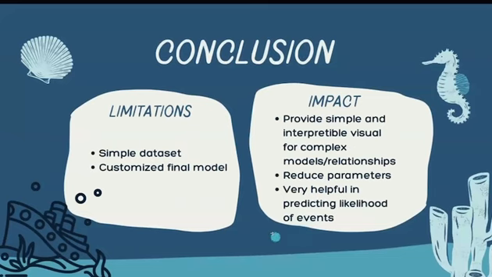And then a little conclusion. Some limitations that we had are that this was a simple data set, only 4 categorical variables, and as I said before, the score-based method is prone to overfitting, so there's a possibility of that. The other limitation is the fact that we customized our final model. We didn't just use the BIC one, we switched the arrow for one of them based on our own interpretation and what we thought made sense.